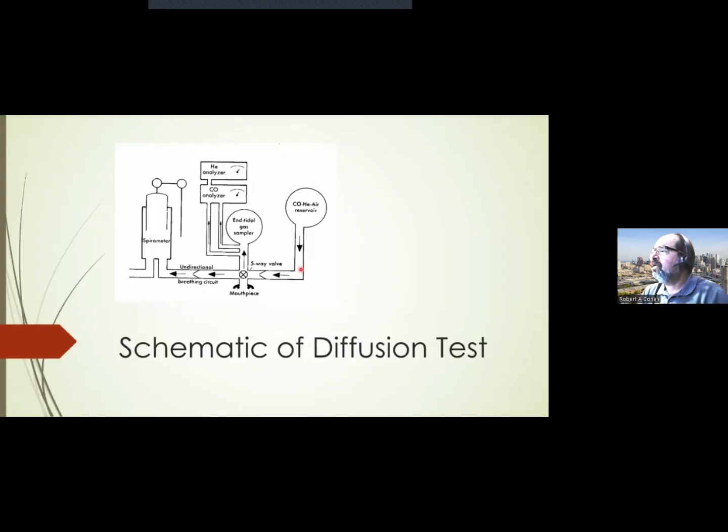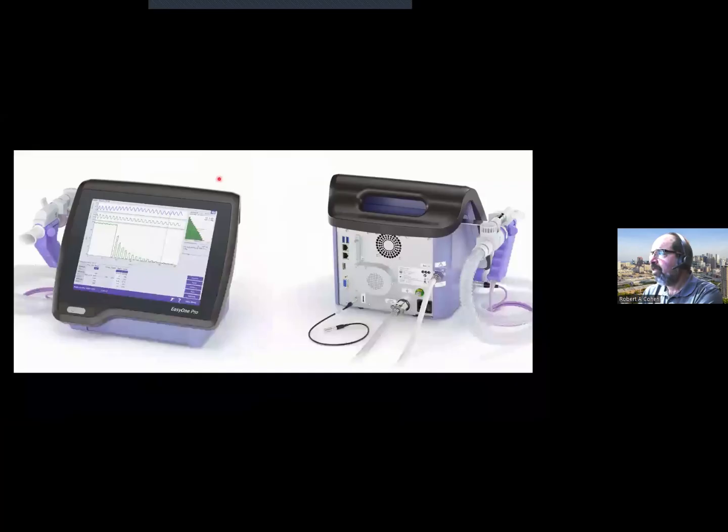The analyzers are pretty straightforward. Most devices have a spirometer so they can measure how much is inhaled, to make sure you've got a good breath that's inhaled. And then it has a CO analyzer and a helium or methane analyzer. This is a device that's made by one company. It's called the EasyOne Pro, by a manufacturer that makes these really small devices, and it's very, very portable.